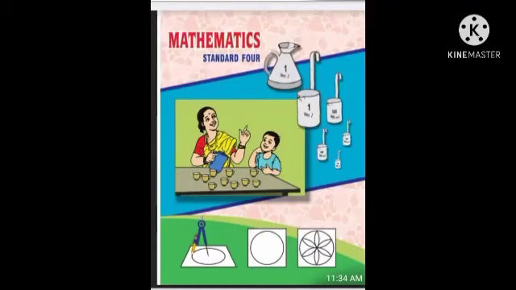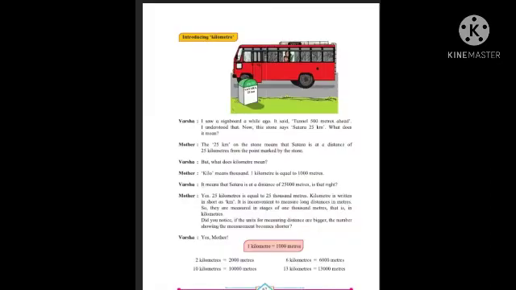We have already started chapter 11, measurement, and we completed the explanation part up to page number 61. Now, today we are going to learn about kilometers and meters. So, be ready with your textbook, notebook, and blue gel pen. Write down today's date and write each and every example with neat and clean handwriting.